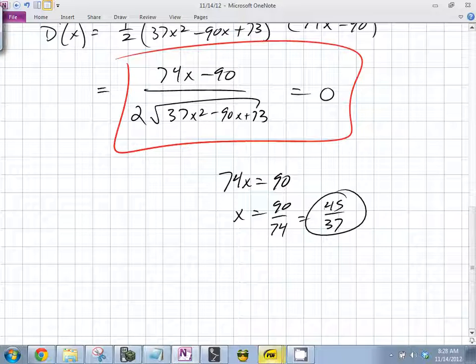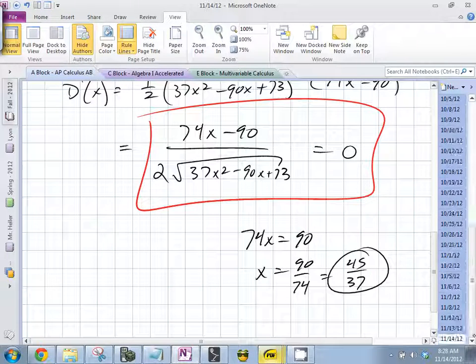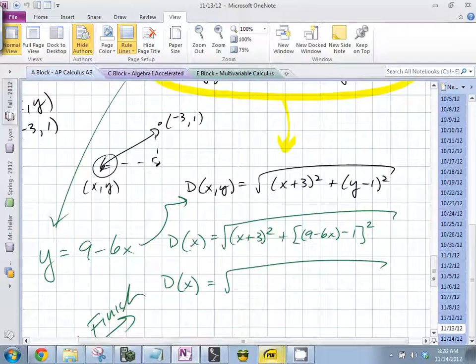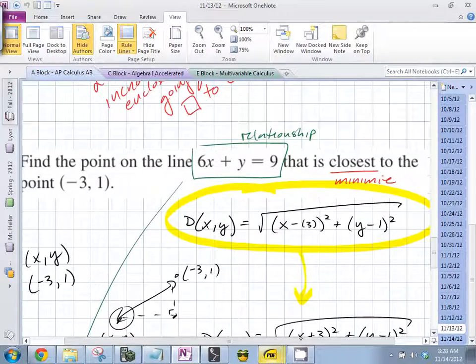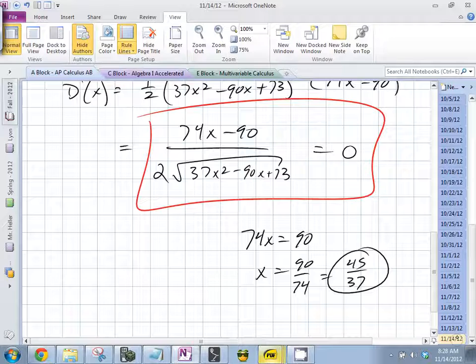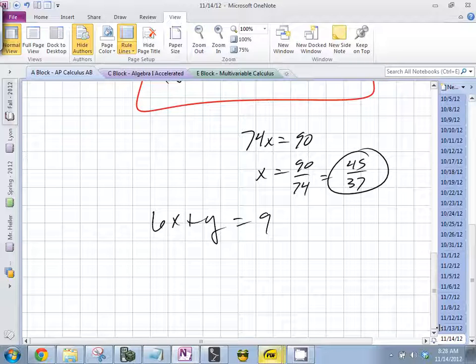Remember what the original question asked? I think it was asking for a point, right? Was it asking for a point? Find the point on the line 6x plus y equals 9. So we know that 6x plus y is equal to 9. We're not done yet because we have an x value. Is an x value a point? No. So you have 6 times 45 over 37 plus y is equal to 9.